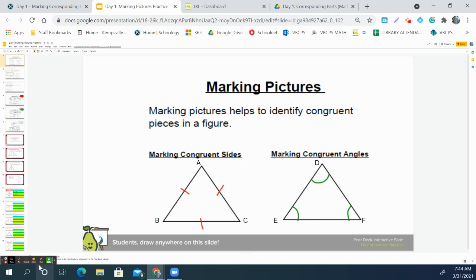We're going to talk about marking pictures. Okay. Did I give everybody enough time to get there? Do I need to put any links in the chat for my Zoomies?